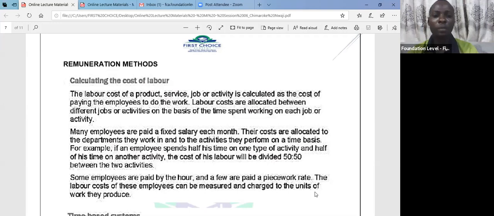So the time you spend on activity A is the basis for paying you for that. A fixed direct labor and a fixed salary each month. While I was teaching you throughput accounting, we said that labor cost is not a variable cost. It's a fixed cost because many employees are paid a fixed salary. Their costs are allocated to the department they work in and to the activities they perform on a time basis.